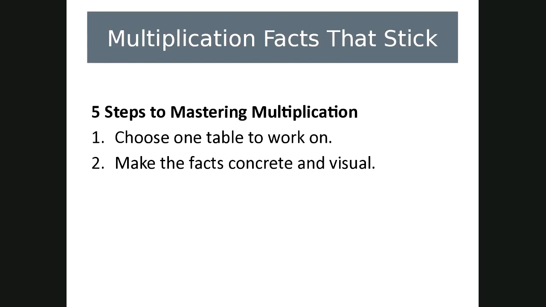So once you've made it more manageable by choosing one table to work on, the next step is to make the facts concrete and visual. When I was saying what to do before you tackle the facts, I said that you should get out those hands-on manipulatives and make sure your child understands that times means finding groups, like say 3 groups of 2, for example, for 3 times 2. But when it comes to the bigger facts, this concrete and visual piece can be kind of difficult because counting out 6 groups of 8 could take a long, long time.